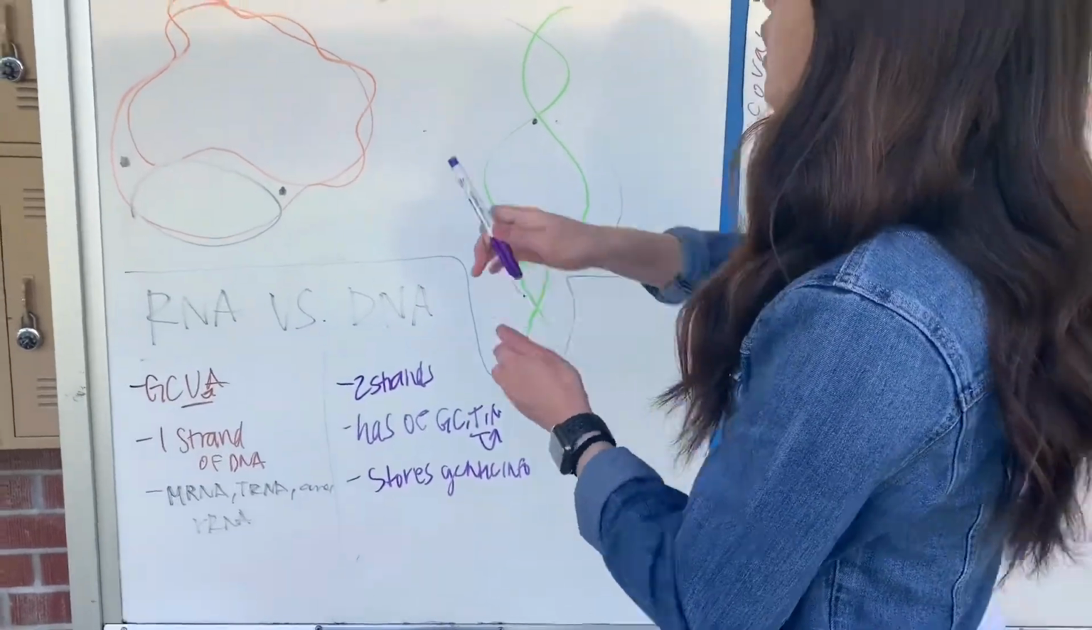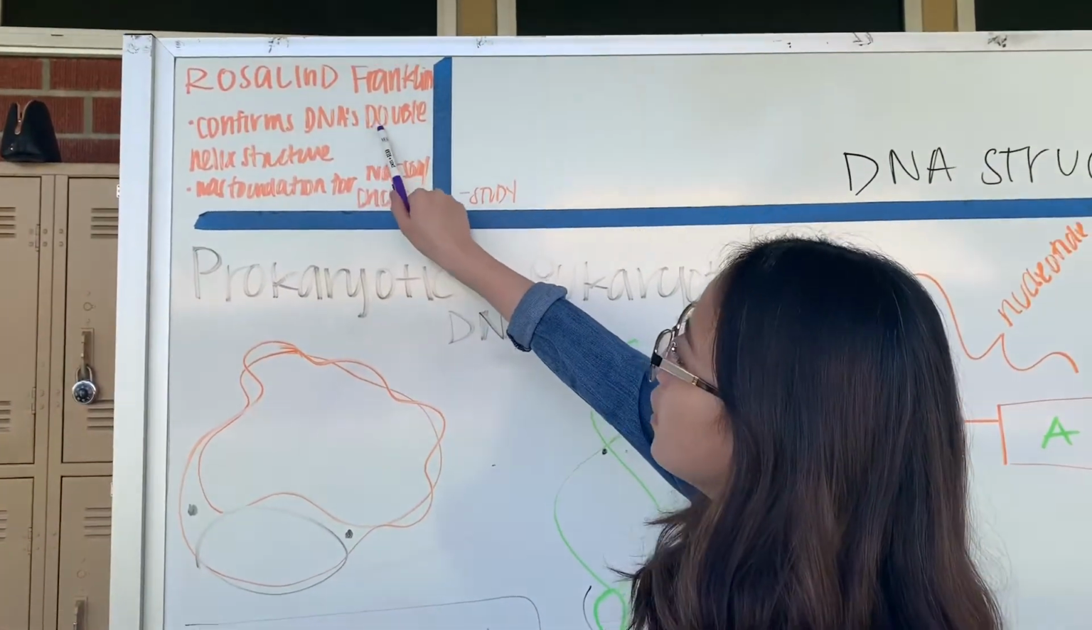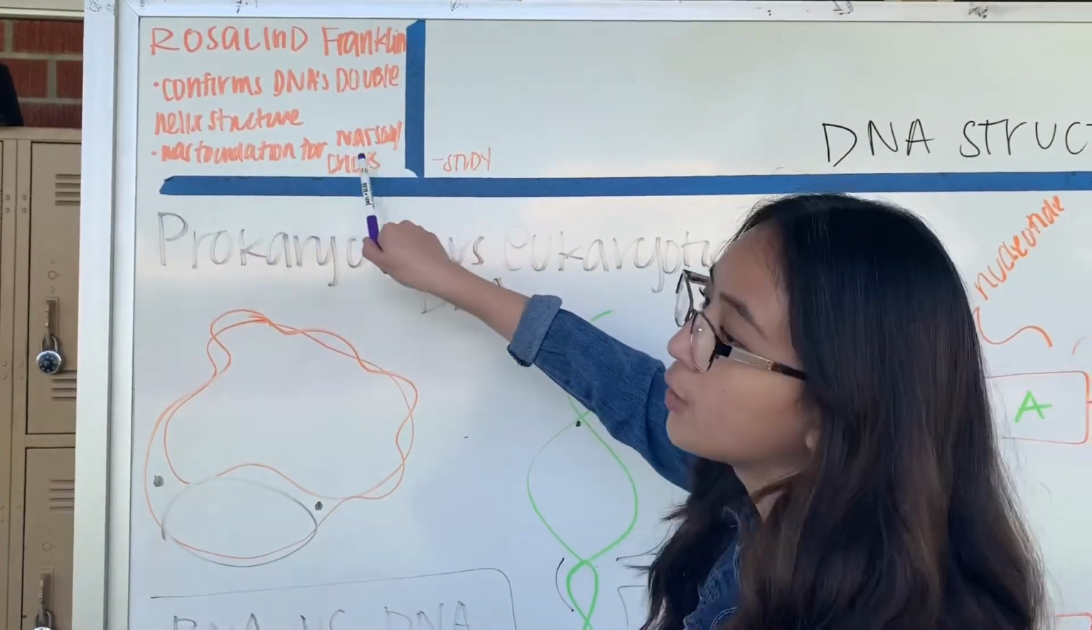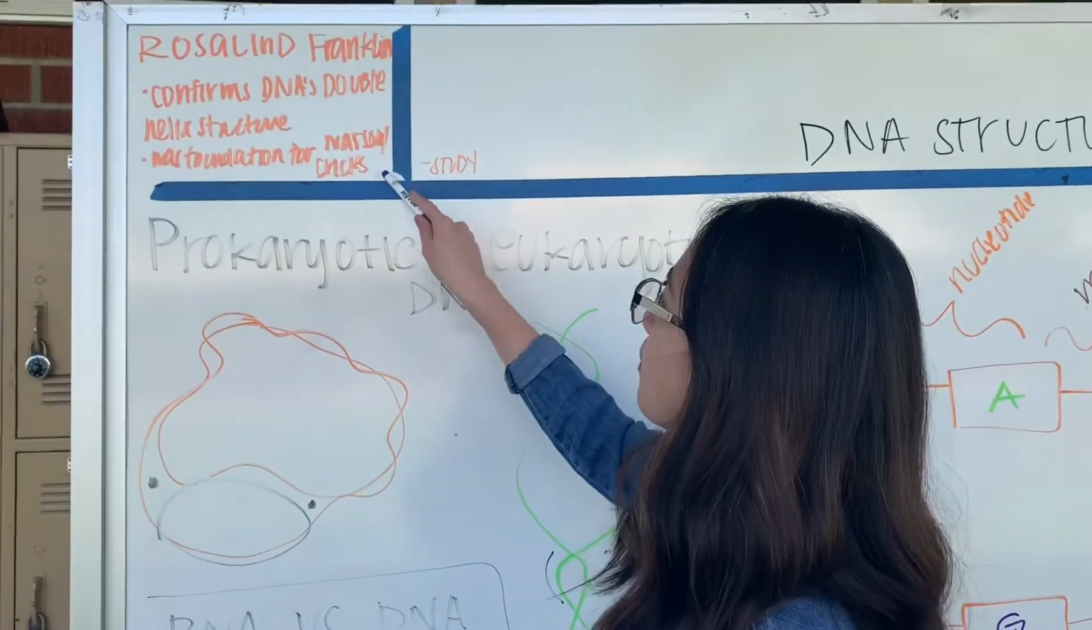Lastly, we talk about Rosalind Franklin. She confirmed the DNA double helix structure and was the foundation for Watson and Crick's DNA structure, which they stole from.